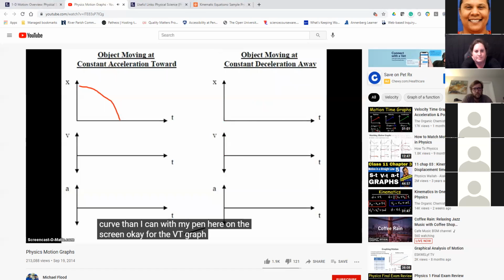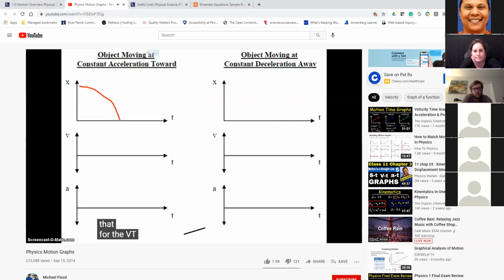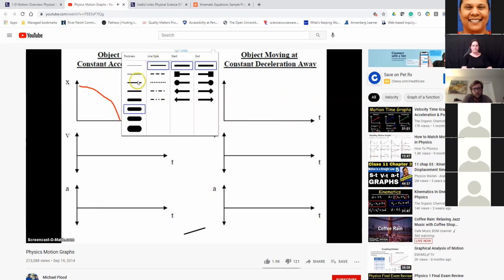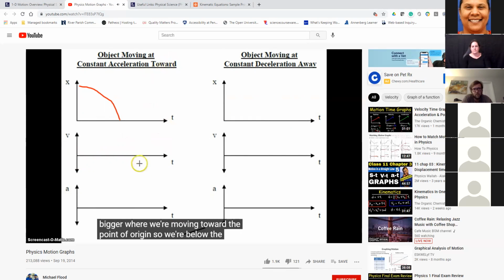For the VT graph, constant acceleration means we start from rest and get faster, so the V numbers have to be getting bigger, but we're moving toward the point of origin, so we're below the time axis. So our V number is getting bigger, but being below the line means our line is sloped downward like this. Notice that the V number is getting bigger, meaning constant acceleration toward below the time axis.